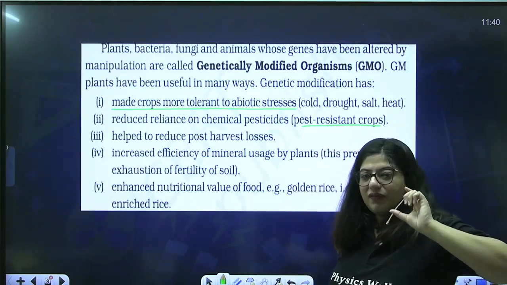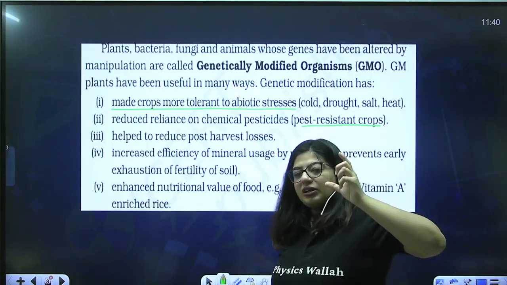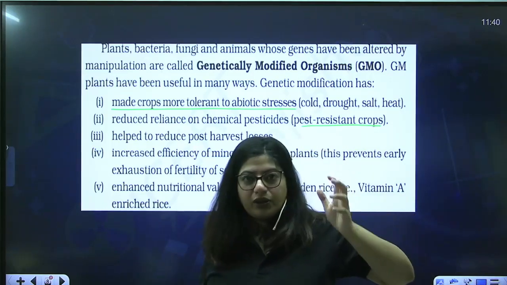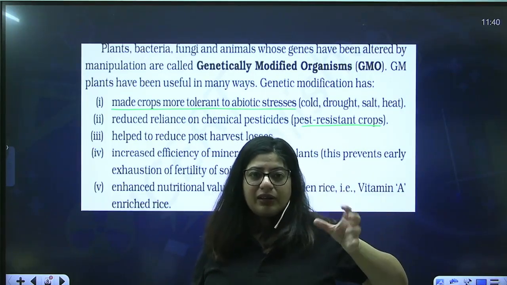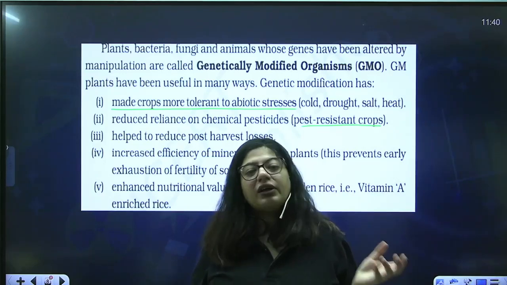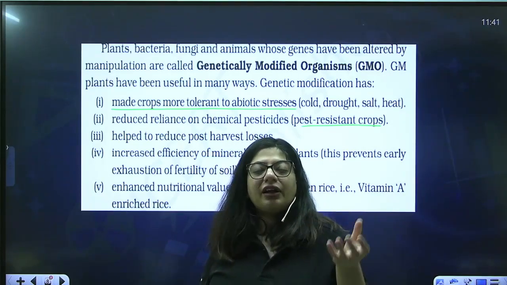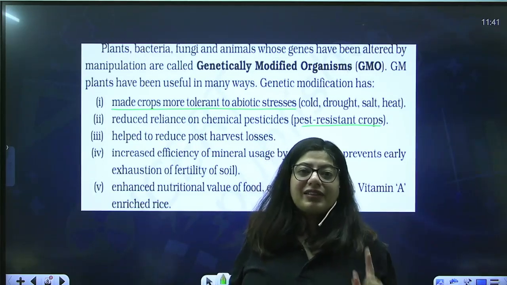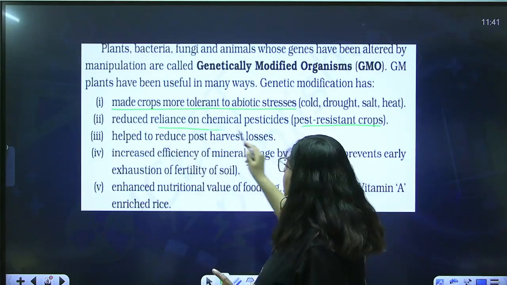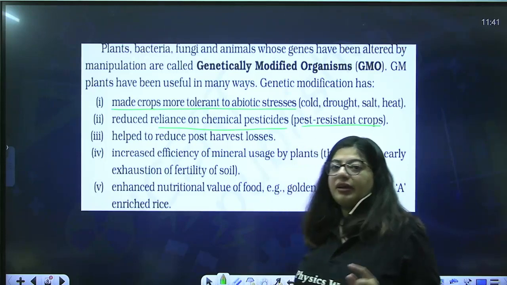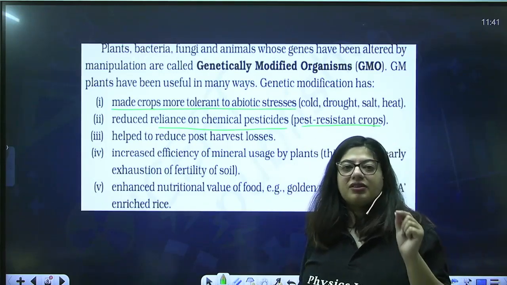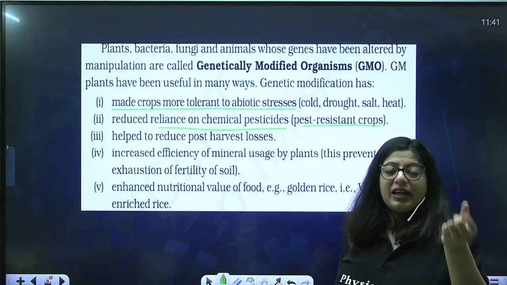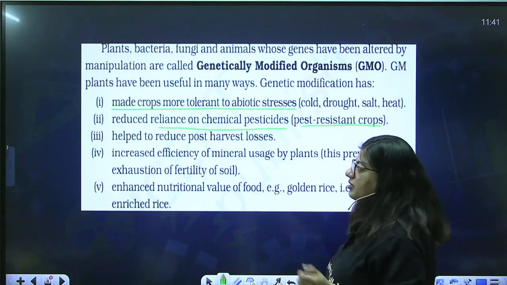For example, if I say I have a cotton plant. Now the cotton plant is damaged by some insect. What if I modify it in a way that when the insect comes, the insect will die, the plant will not. And this is how we can make our pest resistant plant, and there will be less dependence. Reliance means dependence, less dependence on the pesticide.